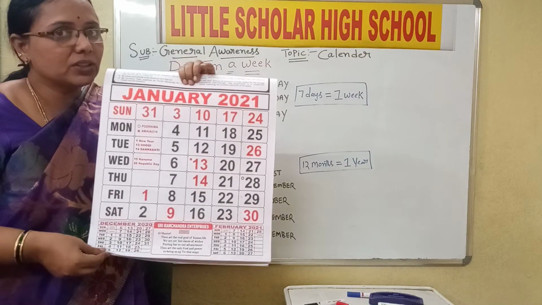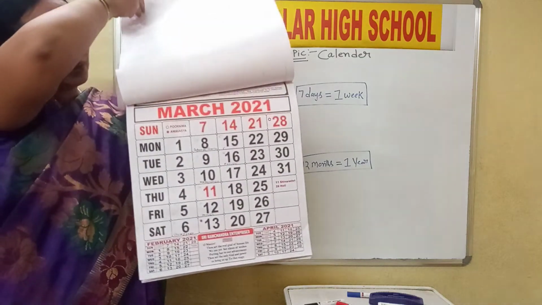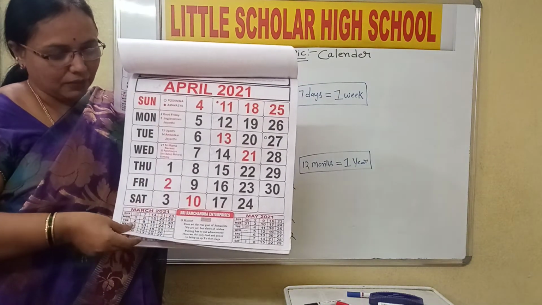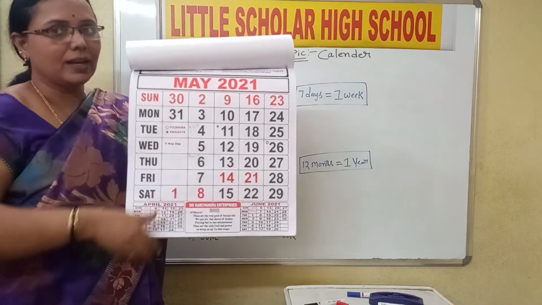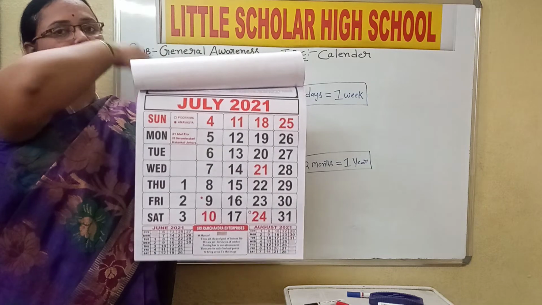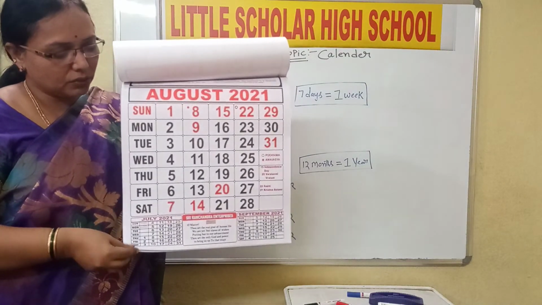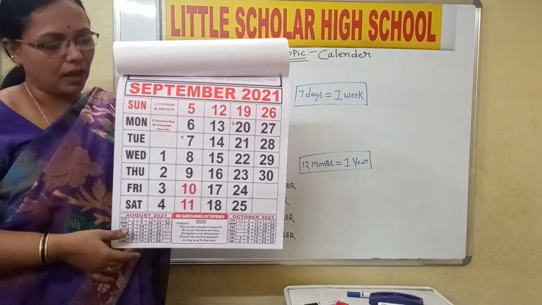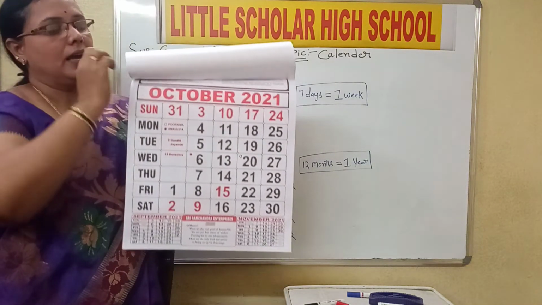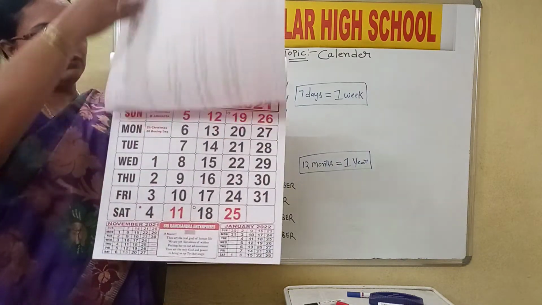Then which month after January? I told you, make it fast, remember? February. Yes, then March. After March, yes, April. After April, yes, May. After May, yes, June. After June, come on, July. After July, then August. After August, we have September. After September, it is October. Then after October, November. Yes, after November, we have December.